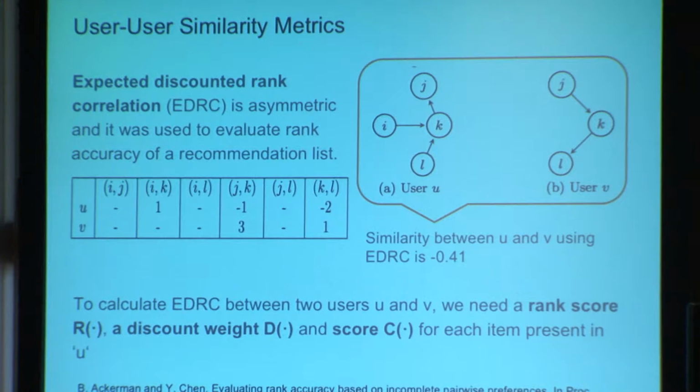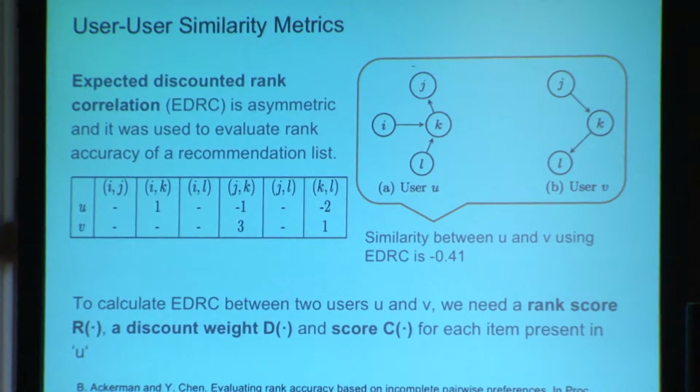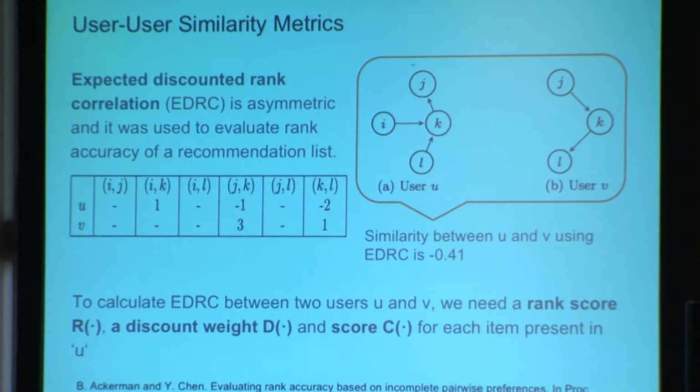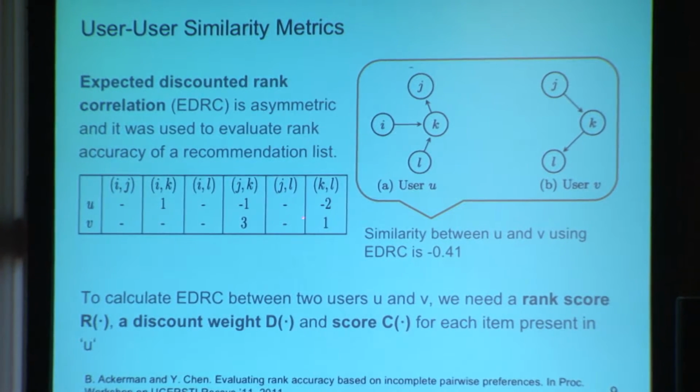EDRC is basically based on a graph representation. So you have this user profile, and you start constructing a user graph, where items represent the vertices and the pairwise preferences represent the edges. And what EDRC does is that it tries to see how much a user graph matches with other users. To do so, it requires a set of scores, which are the rank score, a discount weight, and the score CB.